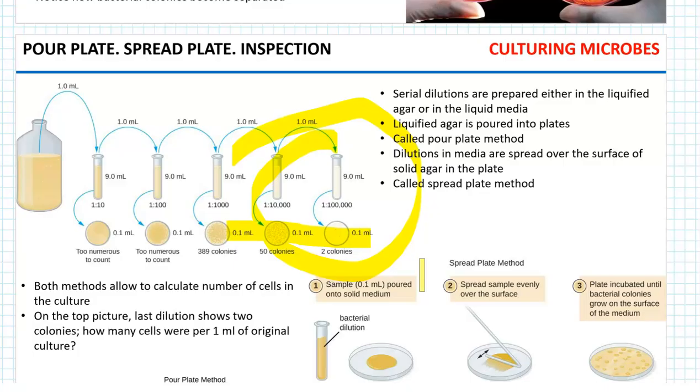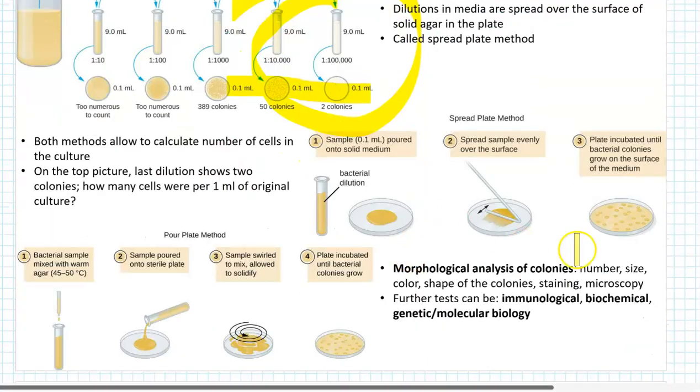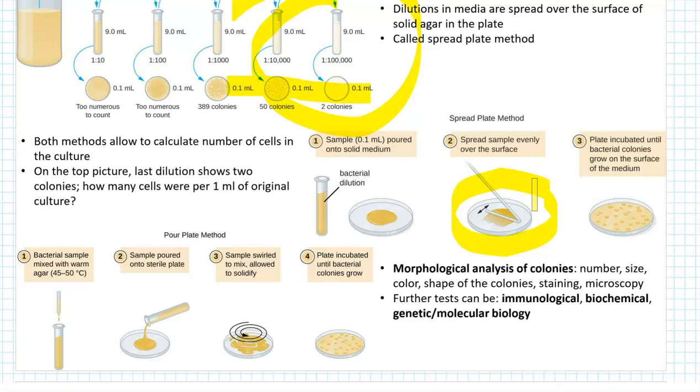Okay? Another approach is to make the dilutions not in the agar, but in the liquid medium. Then you apply some of that dilution on the plate, and using that little device that you can see there, called a hockey stick, this is what it's called in every lab, you spread your sample on the surface of the agar. Good? And then same effect.